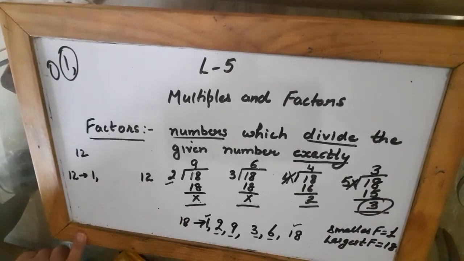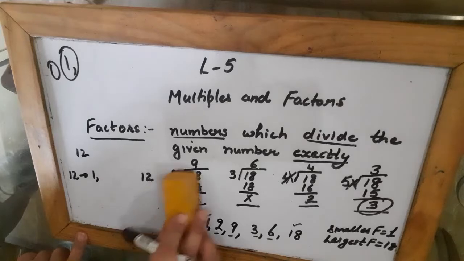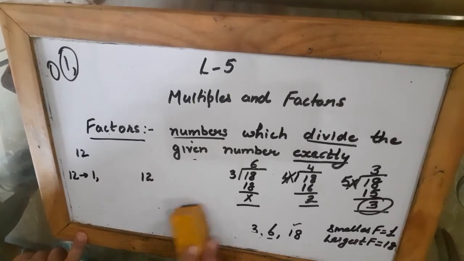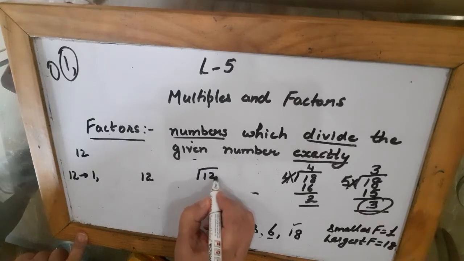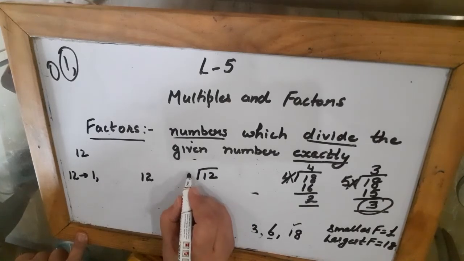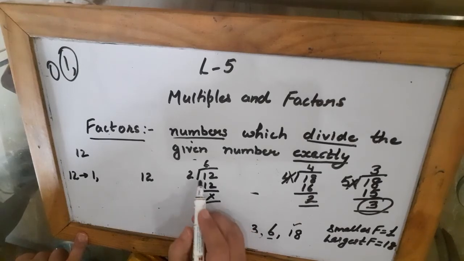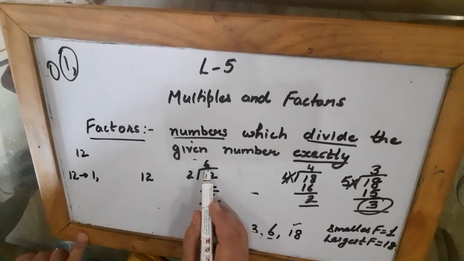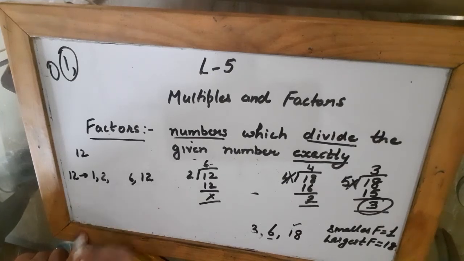It will be 12, and all other factors will be between 1 and 12. Now, which are the factors of 12? Let me see. After 1 comes 2, so I divide by 2: 2 sixes are 12. So both 2 and 6, 2 sixes are 12 and 6 twos are 12, are factors of 12.